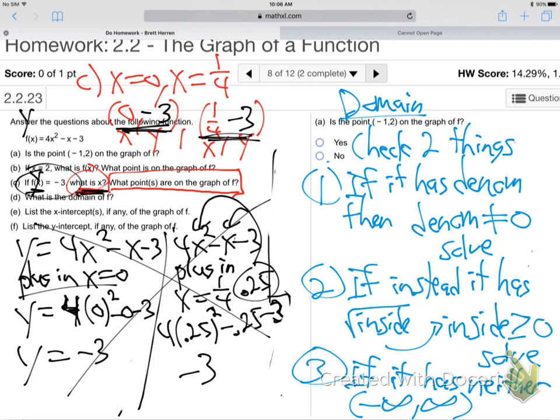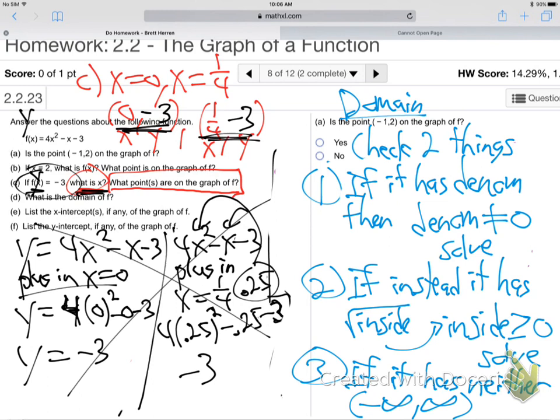All right. So domain. When I wrote the domain steps before, I think I made people think you've got to do step 1 and then step 2. And no. It's either 1 or 2 or 3. If it has a denominator, then you do that. If instead it has a square root, you take the inside greater than or equal to 0 and you do that. If it has neither, it's just negative infinity to positive infinity. That's how we do domain when we don't have a picture.